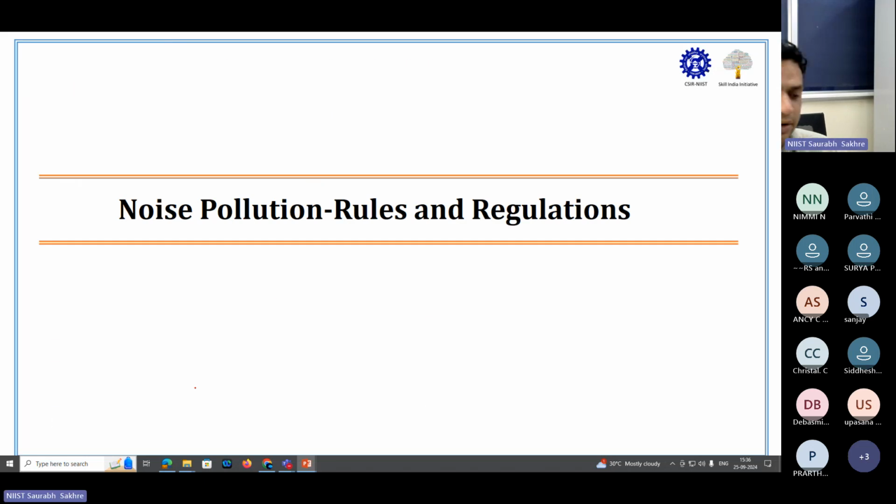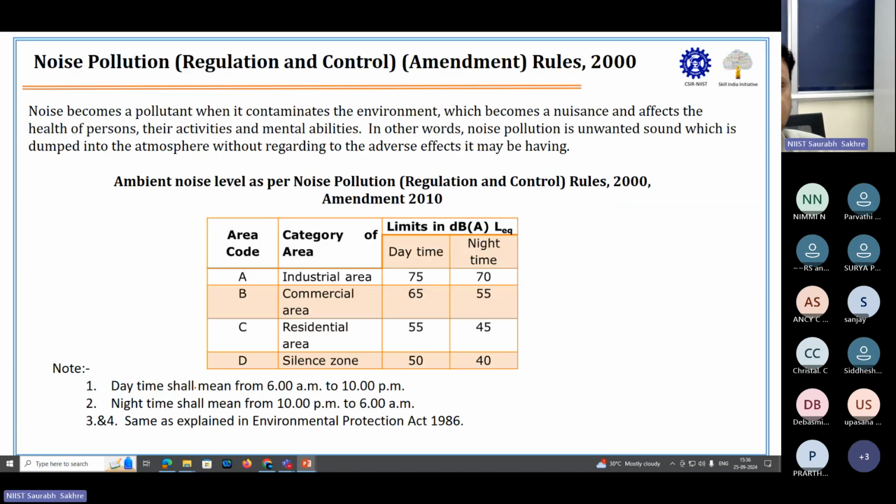Okay, now I would like to draw your attention to some of the rules and regulations on noise. In noise pollution, we follow the Noise Pollution Regulation and Control Rules 2000, which was amended in 2010. One more amendment is there, 2024, but that is not very important to us. In that, they have divided the area into four types, A, B, C, D: industrial area, commercial area, residential area, and silent zone. For daytime they have given some value, for nighttime also they have given some value. The noise should not exceed these values.